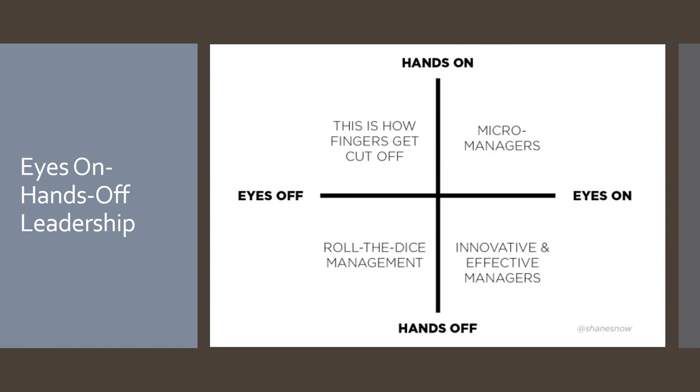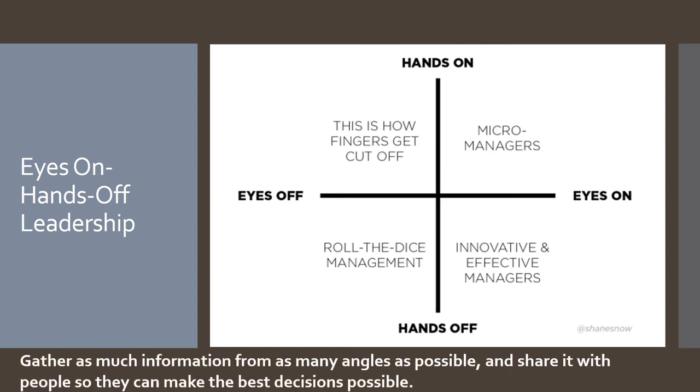And then finally, you have your eyes on, hands off leadership. This produces innovation. This produces effective managers. This allows for people to come up with synergy and great ideas and great products, great programs, because they're collectively working together. One of the things that you're trying to do is to gather as much information from as many angles as possible and then share it with people so that they can make the best decisions possible.